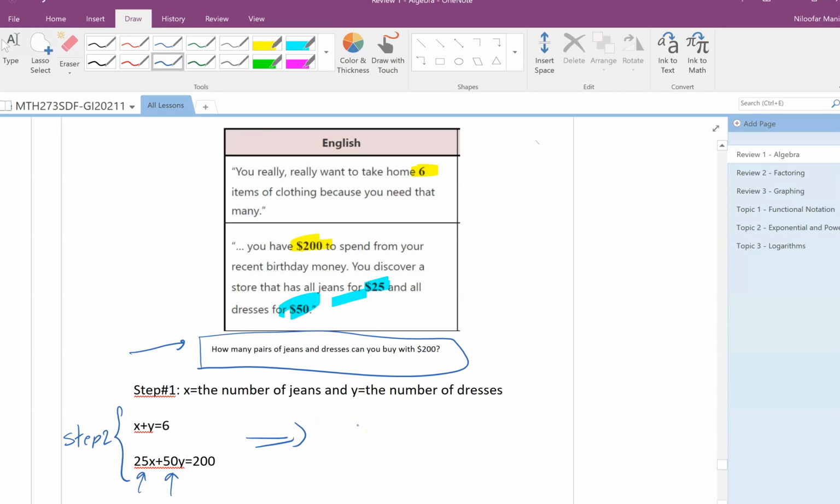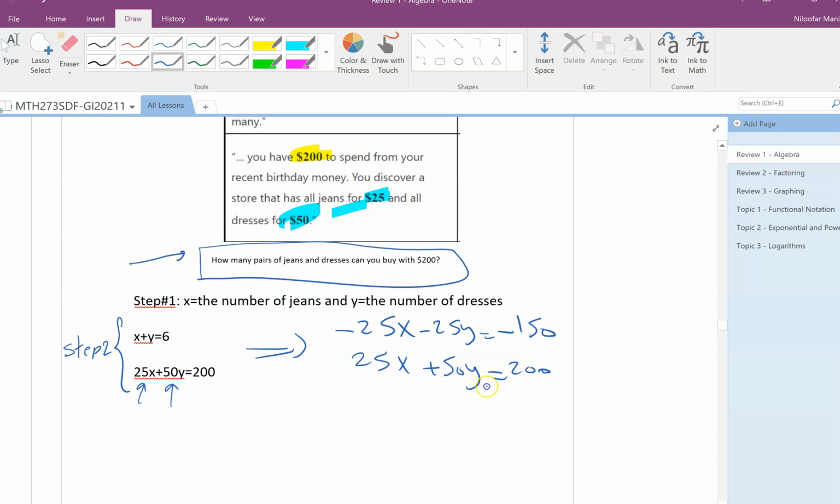Okay, now solve it. How do you want to solve it? Maybe with elimination. Okay, so I multiply the top by minus 25. So it's minus 25x minus 25y equals minus 150. And the bottom is 25x plus 50y equals 200. Now I add them. When I add them, this is gone. I have 25y equal 50 and y is 2. What is x? x is 6 minus 2, which is 4.